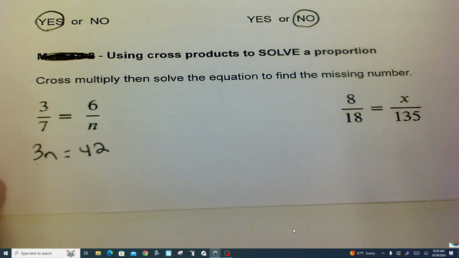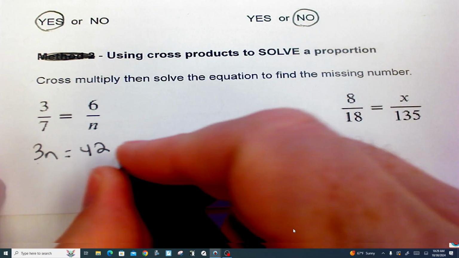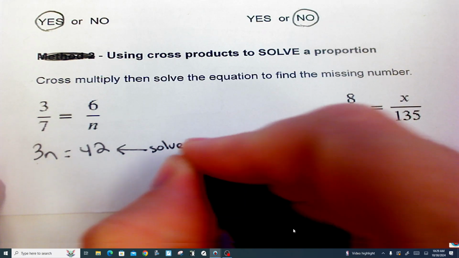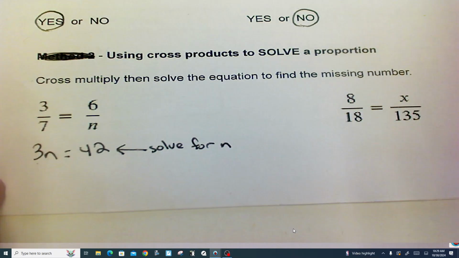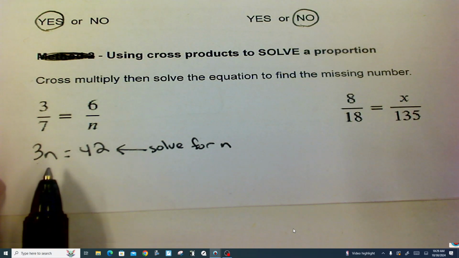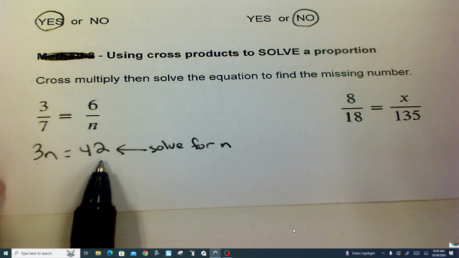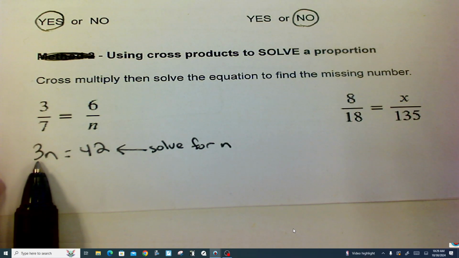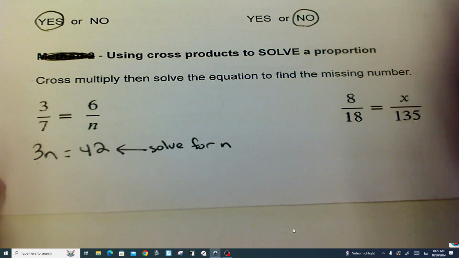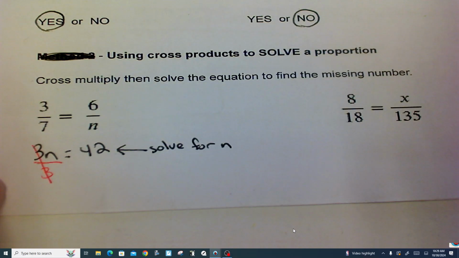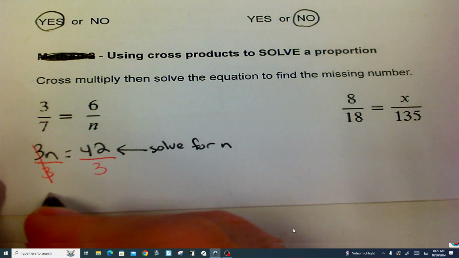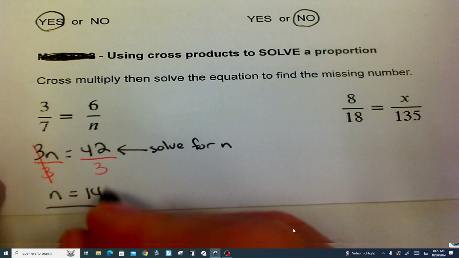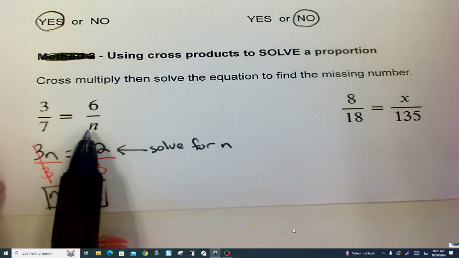Now this, I'll let you write that part down there. This is an equation, and we need to solve for n. So we ask ourselves very simply, what is 3 doing to n? Well, it's multiplying. So let's divide the left side by 3, and then we divide the right side by 3. And so we are left with n equals 14. That's the missing number right there.